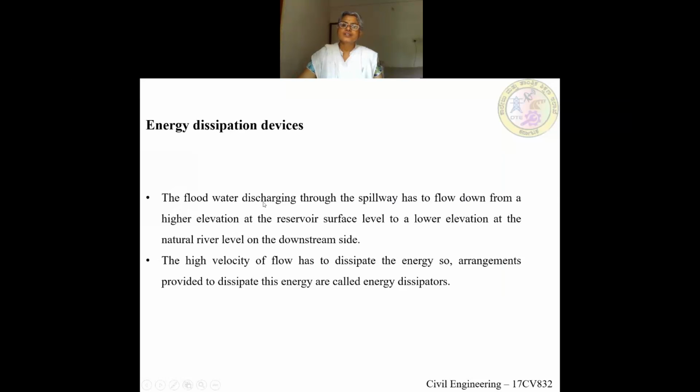So the flood water discharging through the spillway has to flow down from a higher elevation at the reservoir surface level to a lower elevation at the natural river level on the downstream side. So there's a difference in height. It has to fall from a higher elevation to a lower elevation. Therefore, the high velocity of flow has to be reduced and its energy has to be dissipated. So arrangements provided to dissipate this energy are called energy dissipators.